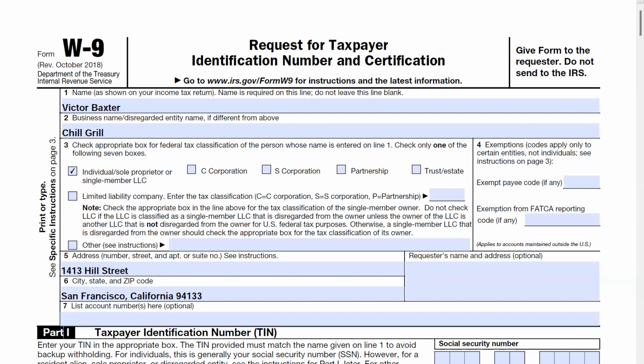Businesses should be requesting that you fill out a W-9. This form is a request for taxpayer identification number and certification. This is what is used to get the information to fill out your 1099. So if you're an independent contractor, you receive 1099 NECs at the end of the year. And if you are a business owner who works with contractors and small businesses, you should be issuing either 1099 NECs or 1099 miscellaneous forms at the end of the year.